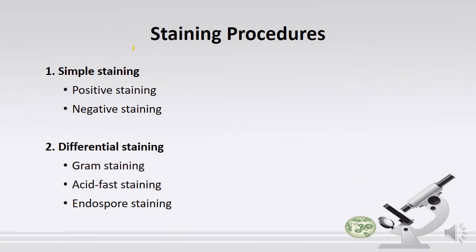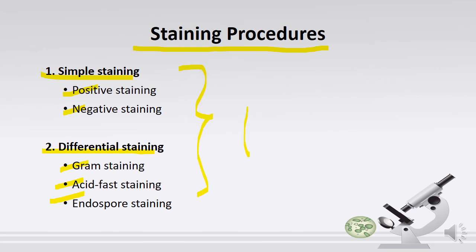So once we have the smear, the following procedure is a staining procedure. The main objective of a staining procedure is to give colors to your samples to get a better contrast. The staining can be divided into simple staining and differential staining. In this lecture we will learn about simple staining, including positive staining and negative staining, and differential staining, which includes gram staining, acid fast staining and endospore staining. All this staining you'll be doing in your practical 1.